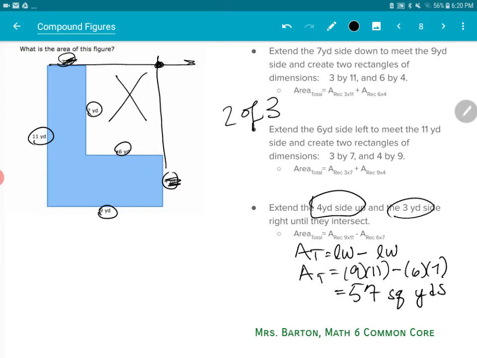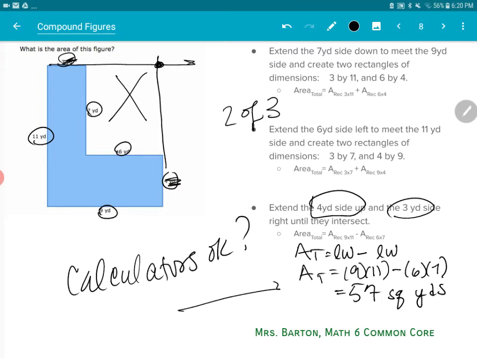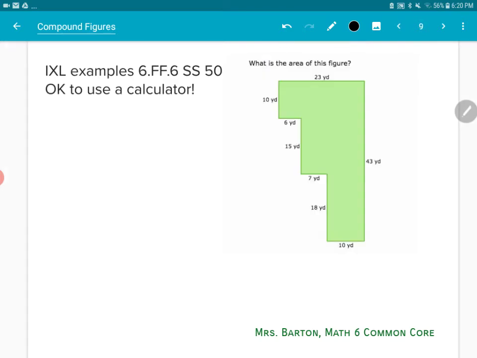So 57 square yards by 3 different methods. I'm pretty sure the area of that is 57. Do 2 out of 3 to just do a second method and make sure, before you type it into IXL. So you only have to do this once. And again, calculators are okay. And do I want you to show work? Obviously. I don't even think I need to answer that question.